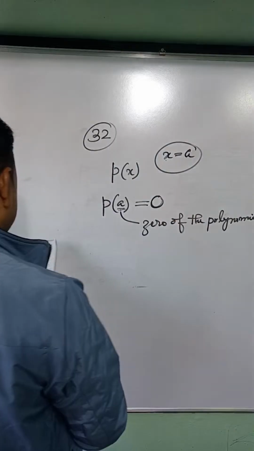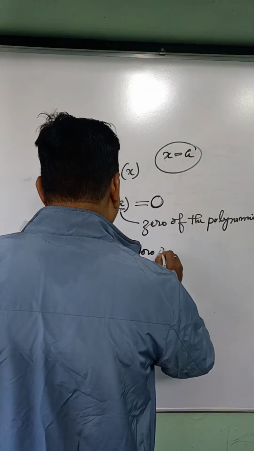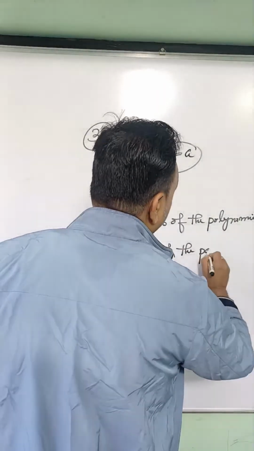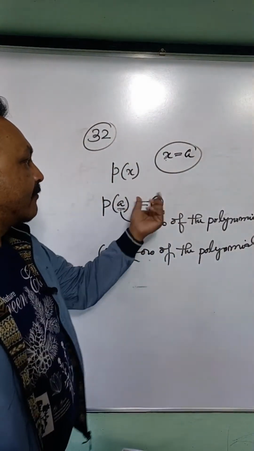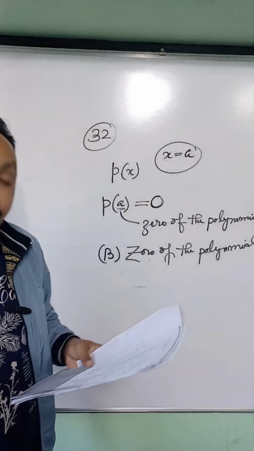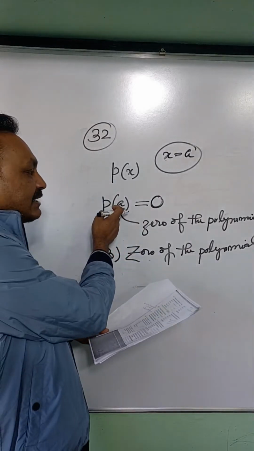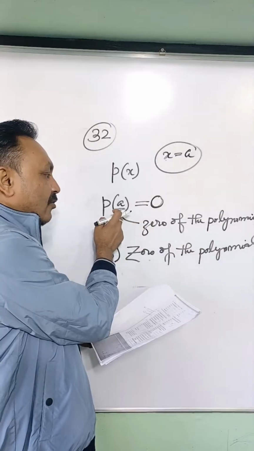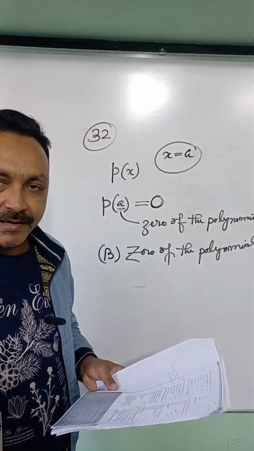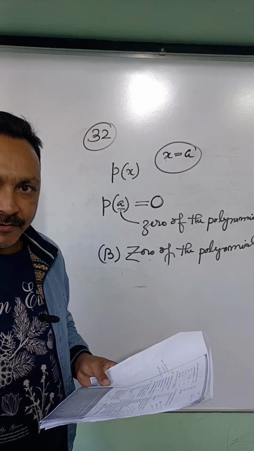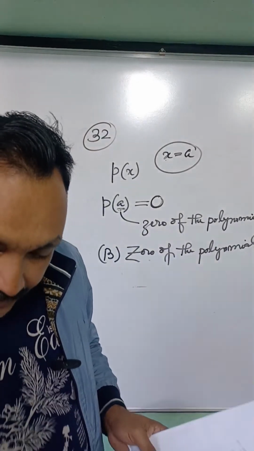So which is the correct answer? B is the correct answer, that is zero of the polynomial. Again, I am repeating: the value for which the expression becomes 0, that is, this expression becomes 0 for the value x equal to a, then a is called the zero of the polynomial. Is it okay? Is it all right? If you have any doubt, you can write in the comment box.